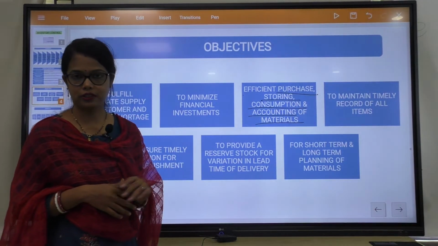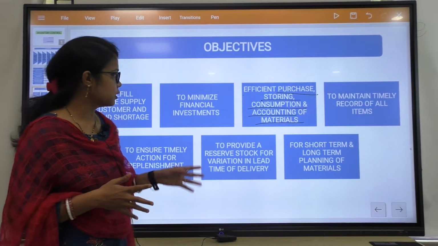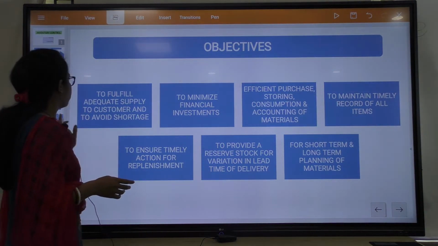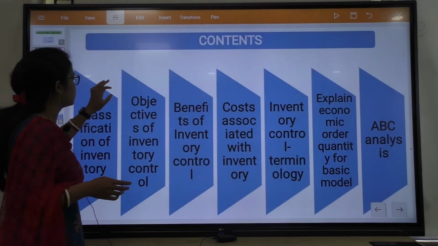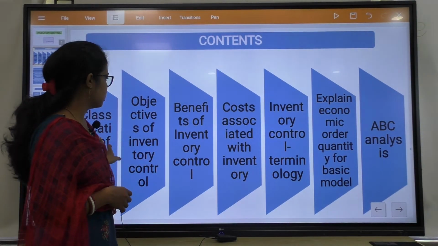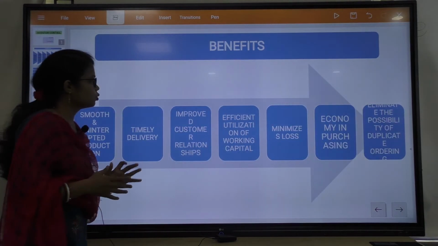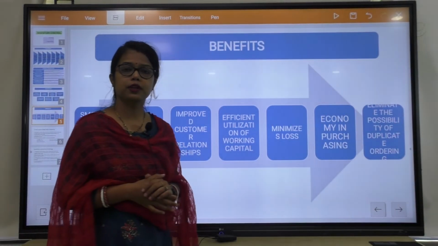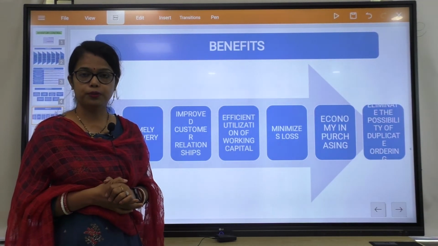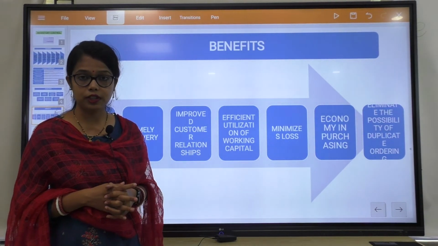You all should understand the points one by one, so that you can write elaborately in your exams. Clear? Then coming to our next slide, that is benefits of inventory. In the content part, we have completed the objectives of inventory control. I told you about every point. Then benefits of inventory control. Definitely we all should know, if inventory control is carried out in a good manner with particular planning, then what will be the benefit to the industry?